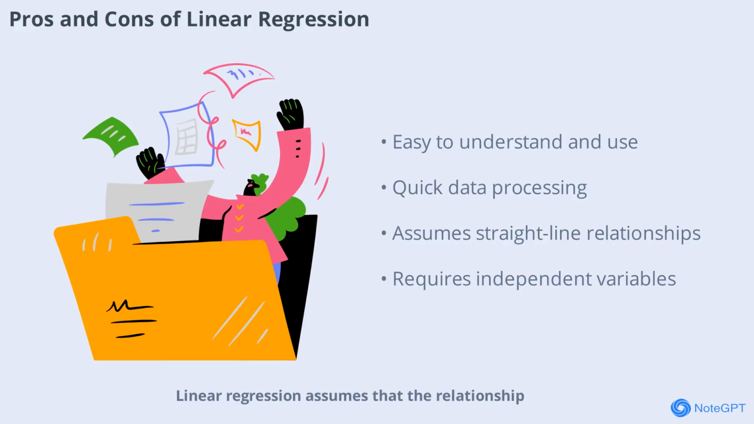Linear regression assumes that the relationship between variables is always a straight line, which isn't always true in real life. It also requires the variables to be independent of each other, which can be a challenge in complex datasets. Knowing these strengths and weaknesses helps you decide when to use linear regression effectively.